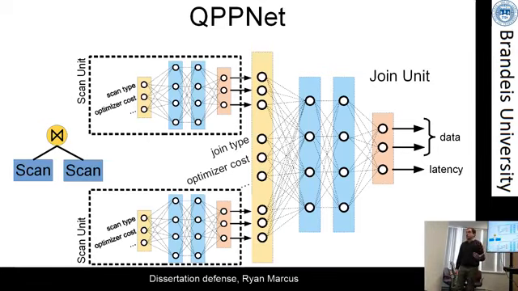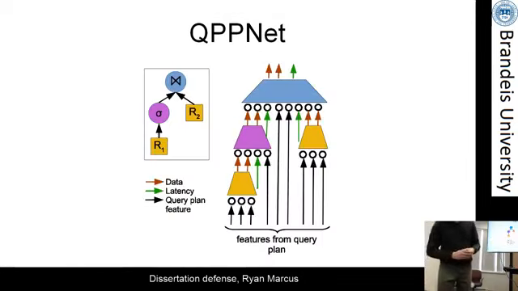So again, because the neural network structure is differentiable, by connecting these two scan units together into this join unit, I again get another differentiable structure, which means that this entire thing can be trained using your traditional stochastic gradient descent methods.